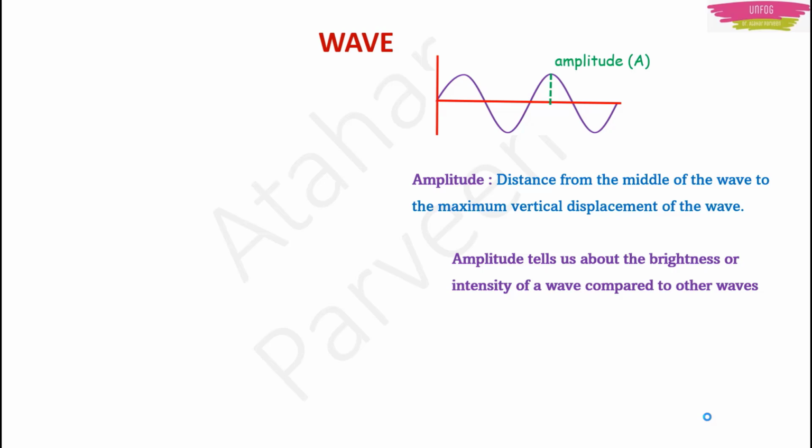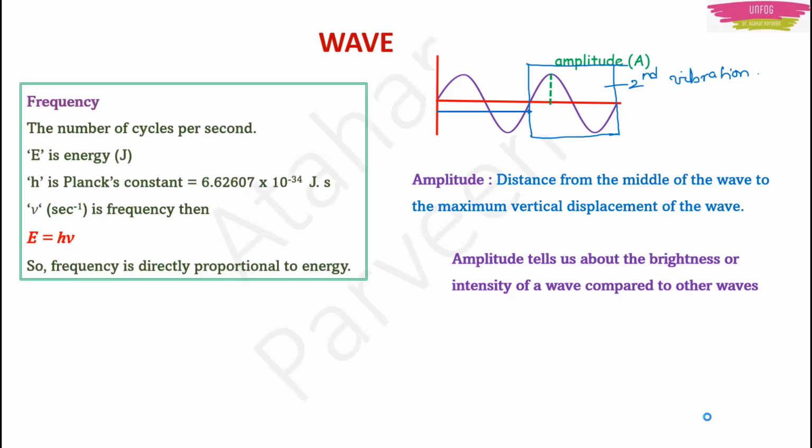Okay. Now let's talk about frequency. Here, this is one vibration, right? One vibration or one oscillation. Then this one will be the second vibration or second oscillation. Now these are the number of cycles, right? One vibration is one cycle. Second vibration is second cycle, isn't it? And it will go on. This wave will have many, n number of cycles. That number of cycles occurring per second is known as frequency. The symbol for frequency is nu, a Greek letter, and the unit is hertz, H-E-R-T-Z, or per second.